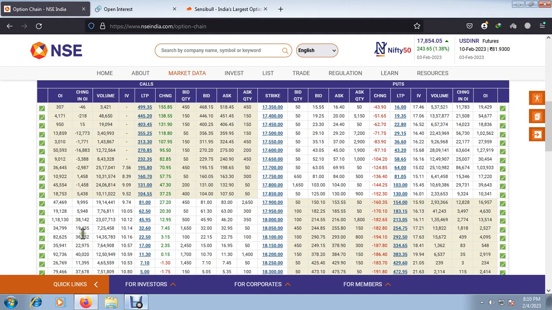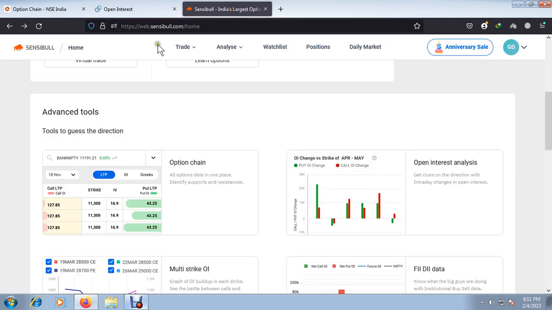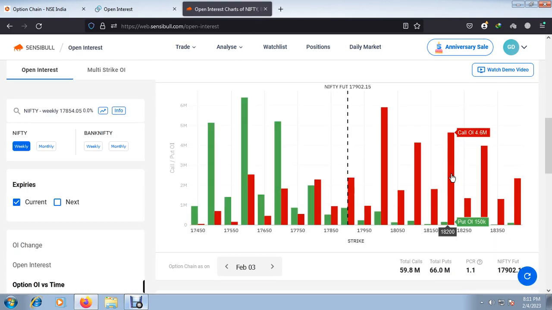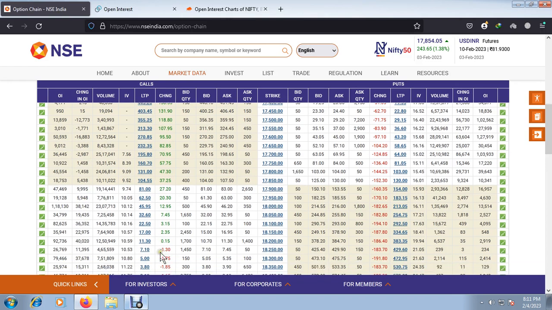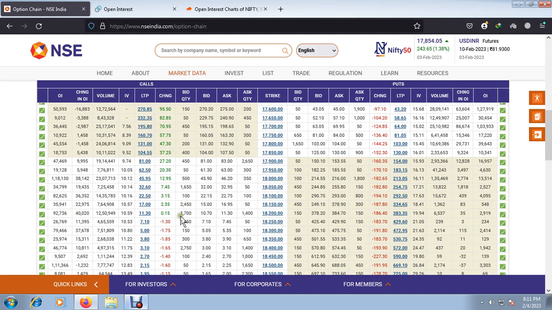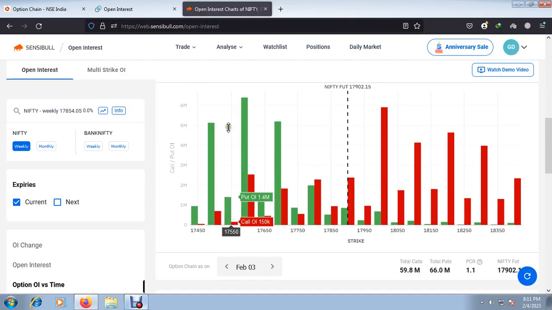The same thing, without seeing this option chain, you can also see from the Sensible website. So this is the home page of Sensible. If I open this open interest analysis, this column will come here. On the NSE website we were seeing it from the option chain, but it was very difficult to find out, because we have to manually calculate which strike price is the highest. But in Sensible you can see this directly. It is shown through this bar chart.